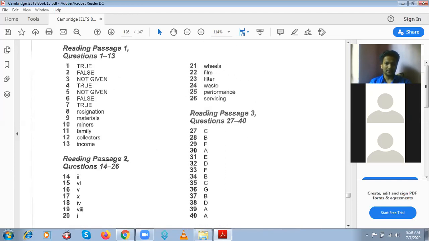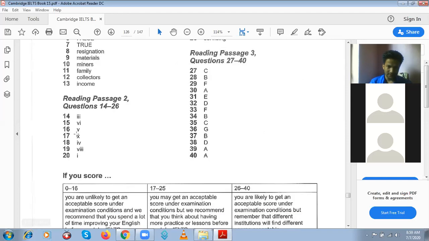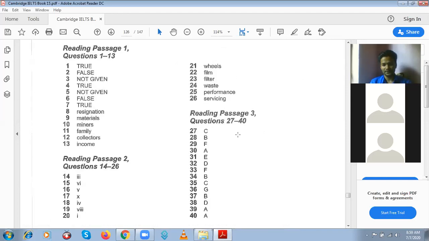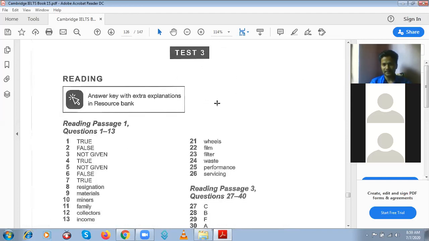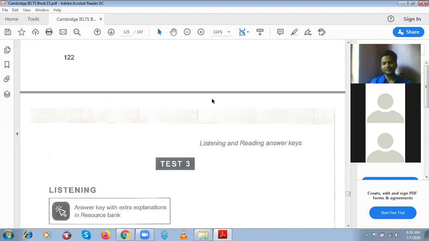Or let's say we got 13 yesterday and today 13. We have already got the score. And then we'll be practicing the second and third passages tomorrow, okay?